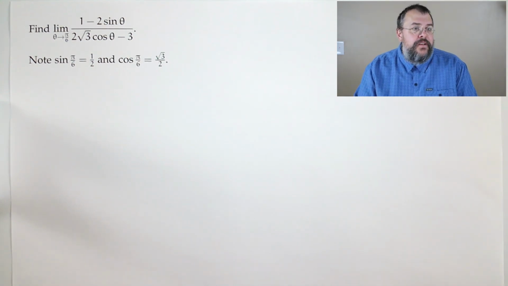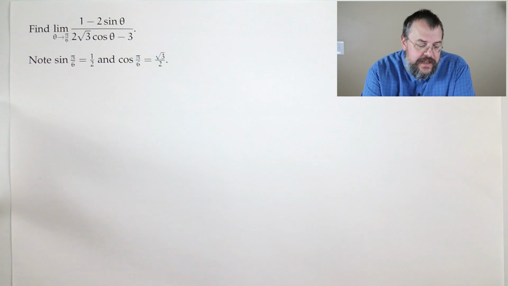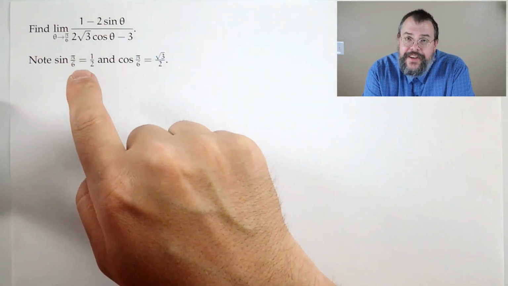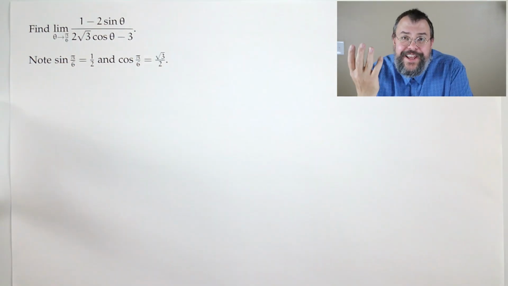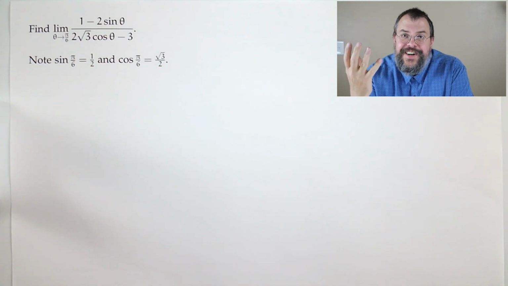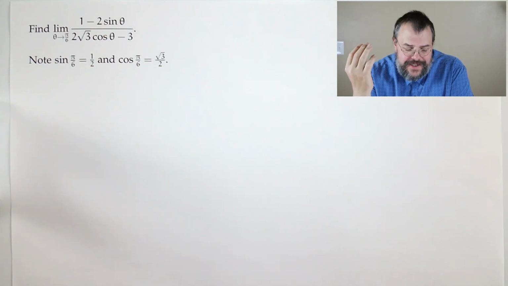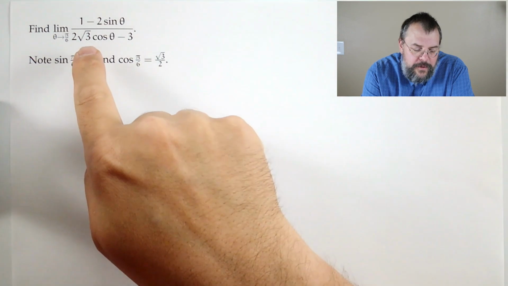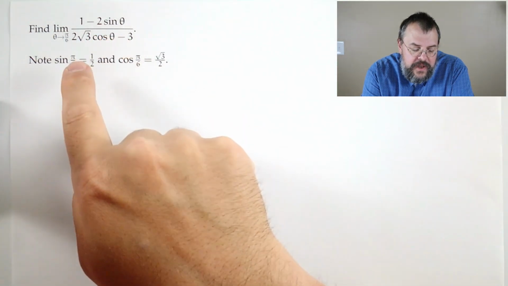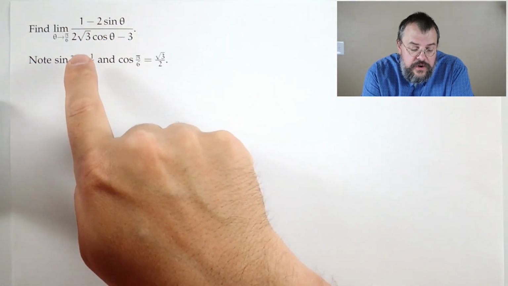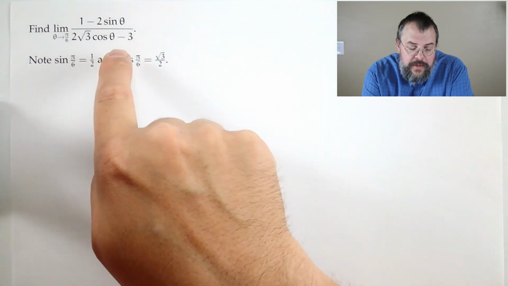Okay. So, find the limit as theta goes to pi over 6. So, see, this is a more interesting angle. It's not just 0 or pi. Pi over 6. And what is it? 1 minus 2 sine theta, upstairs, downstairs, 2 root 3 cosine theta minus 3.